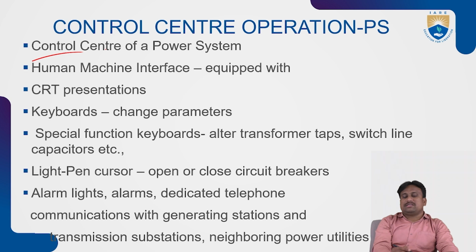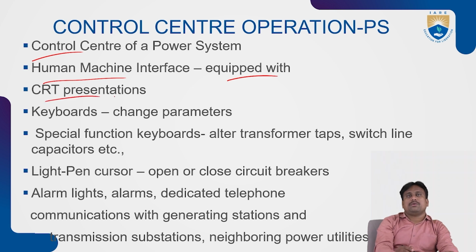So here it makes the control center of the power system smoother with a human machine interface equipped with CRT presentations. This plays a key role, making the presentations with the CRT that give the functionality of the machine very effectively. It gives the entire description under the suitable conditions, and provides suitable keyboards for changing the parameters. It also includes special function keyboards, which alter or change the transformer taps.